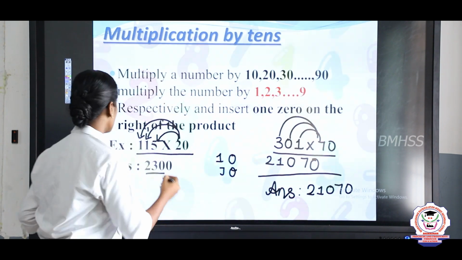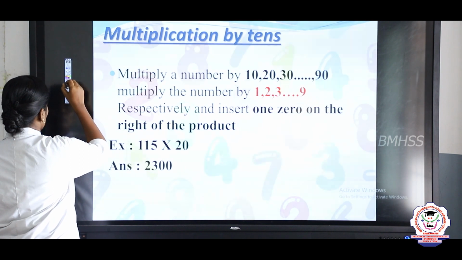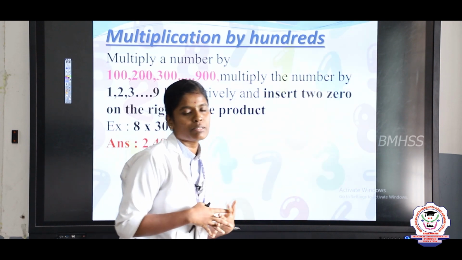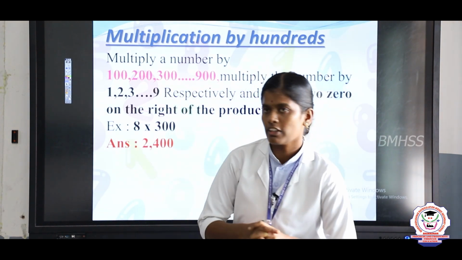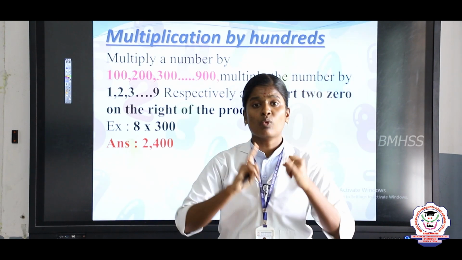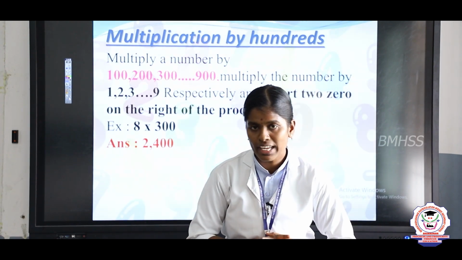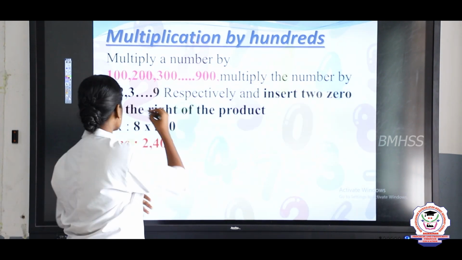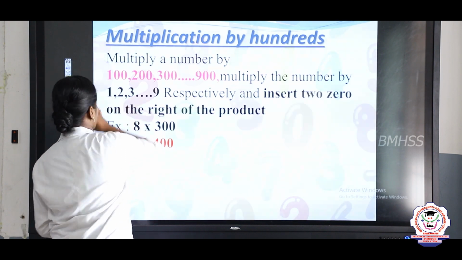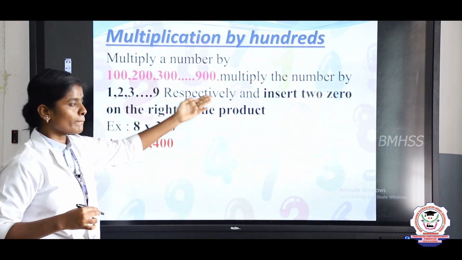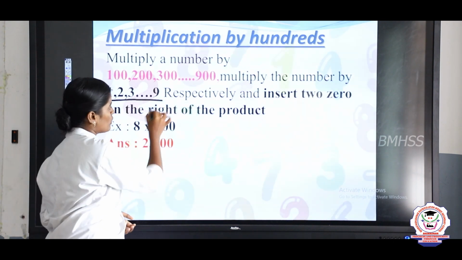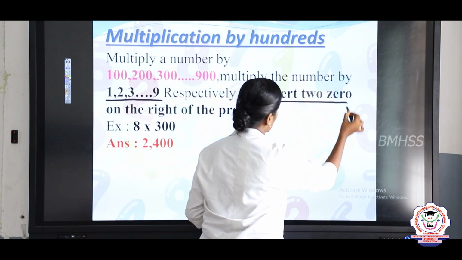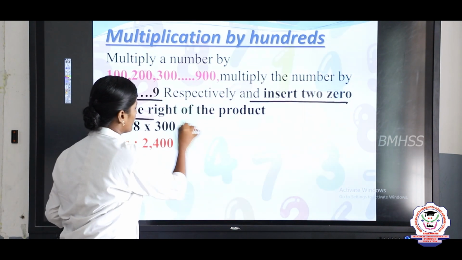So our next topic, multiplication by 100. This is the same as multiplying by the tens form. First we multiply the number by 1, 2, 3, and finally you should insert 2 zeros to the right side of the product. Here they have given multiplying a number by 1, 2, 3 up to 9 respectively, and finally you should insert 2 zeros to the right side of the product.